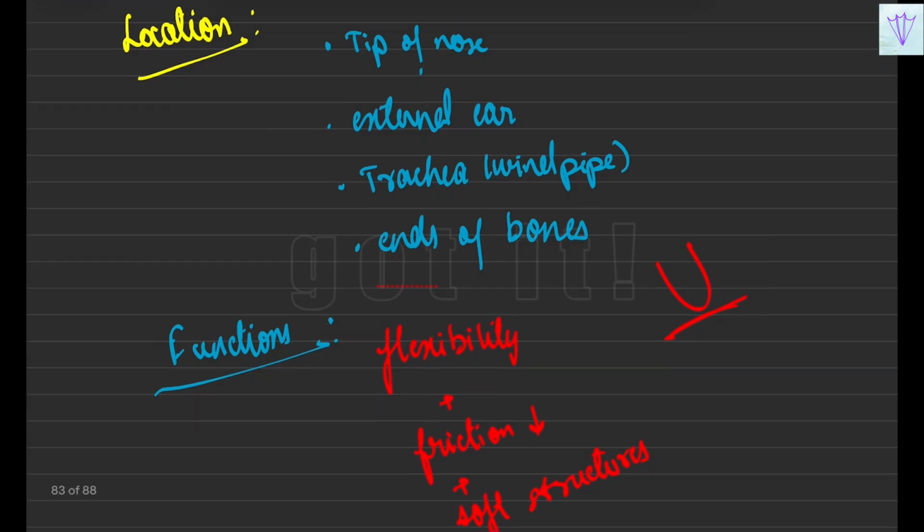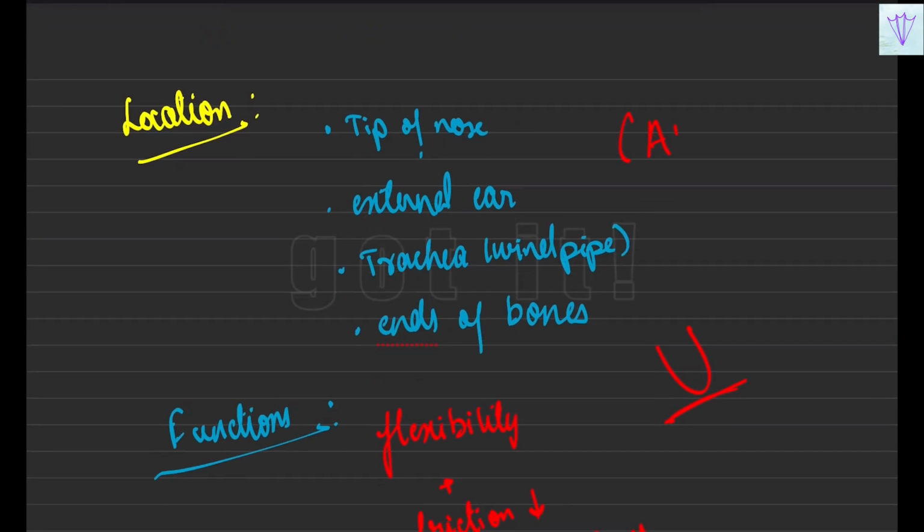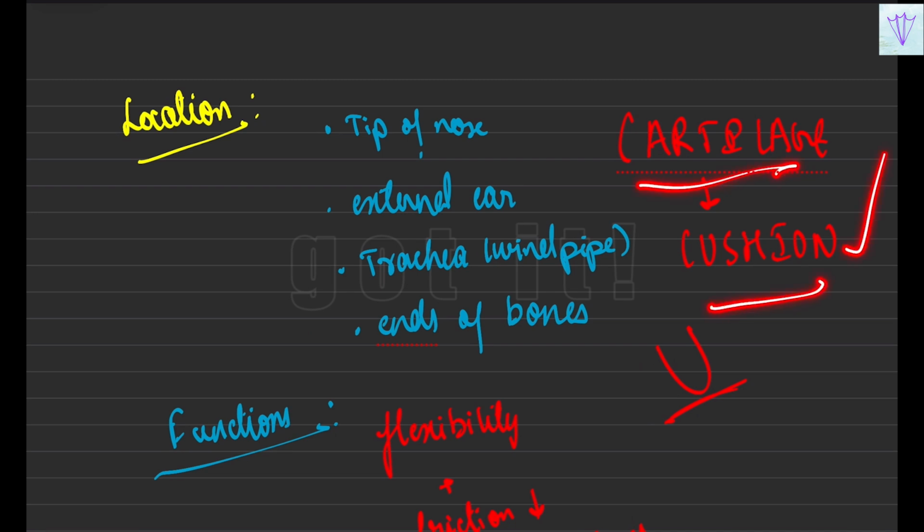So how do you remember the memory trick for cartilage? What is the memory trick? It is cushion. Memory trick is cushion, because cartilage acts as a shock absorber between the bones. So you can remember like cartilage has a cushion, because that is what it performs, that it will reduce friction as well, it will provide support. So you can remember it as such.